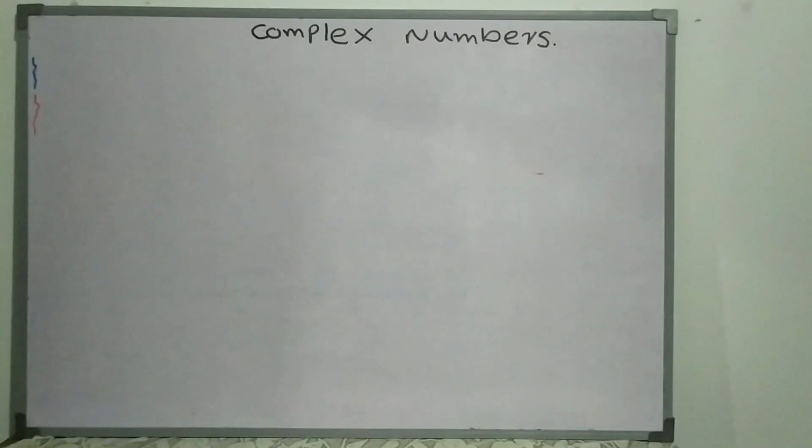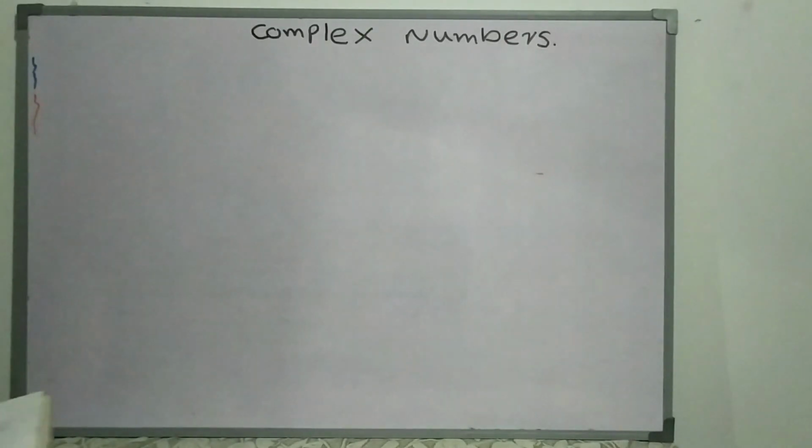We discussed the equality of two complex numbers, and also how a complex number becomes zero. If the complex number is equal to zero, then the real part and the imaginary part both should be equal to zero, right?